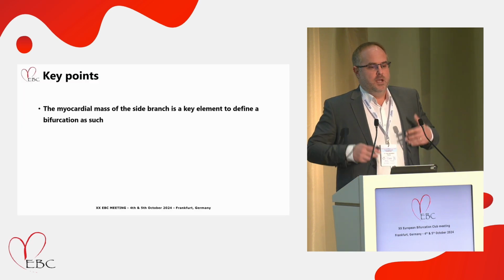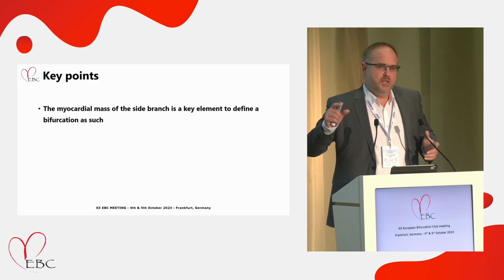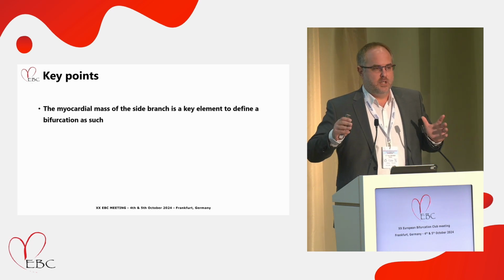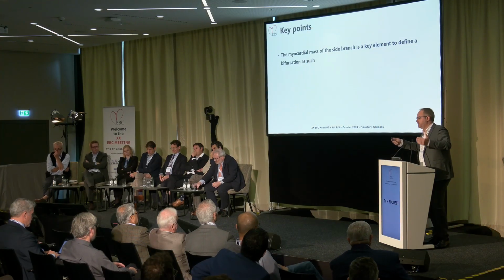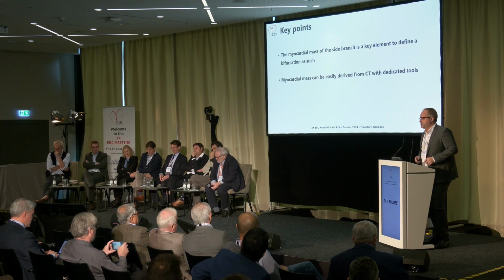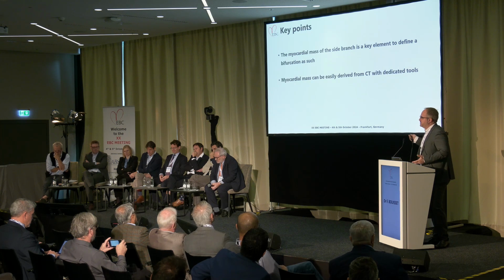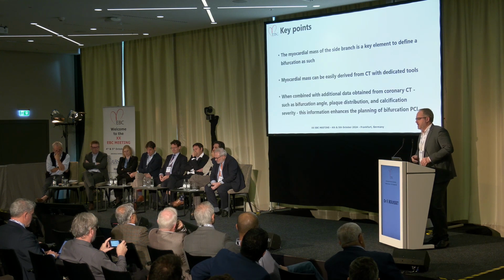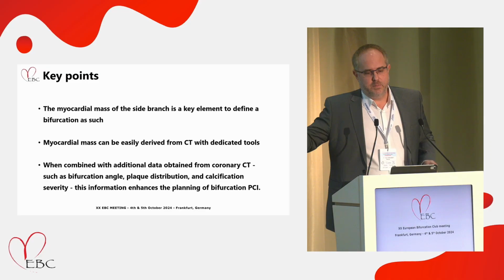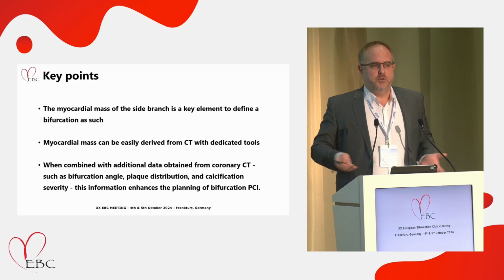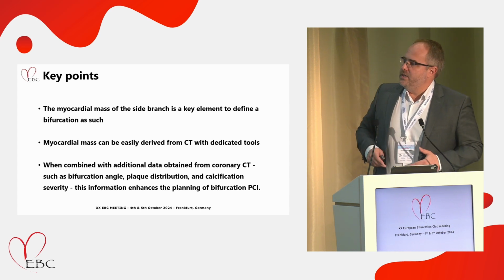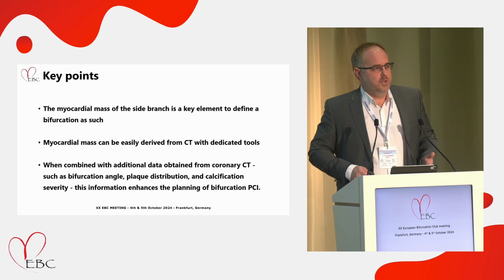So in conclusion, the myocardial mass, especially in the context of bifurcation PCI, is very relevant information, especially from a trial perspective to qualify bifurcation as such. You saw that with a dedicated tool, it's literally just a couple of clicks, very easy to do with specific tools. Combined, as explained brilliantly by Dr. Collet just before, with all the information we can get with the CT, we do think that this would enhance our planning and hopefully will improve patient outcome. Thank you very much.